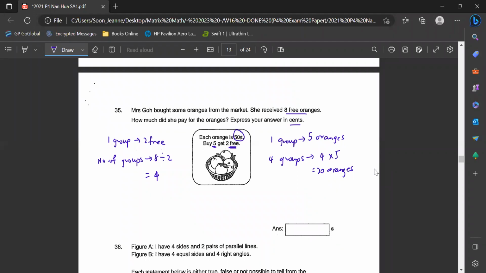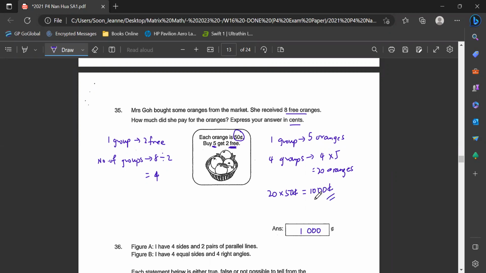Pay for 20 oranges. So how much is actually 20 oranges? So you have to take 20 times 50 cents. Okay, so it's actually 1,000 cents. So your answer is 1,000 cents. Okay? And now moving on to the next question.